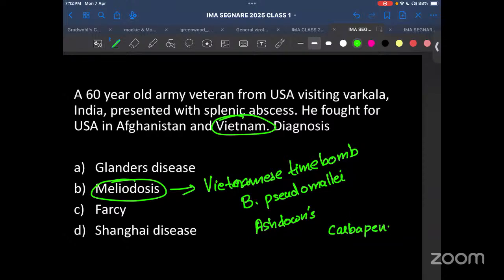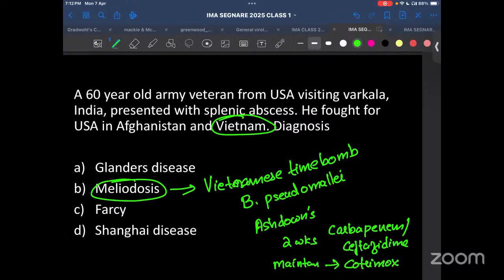There is an intensive phase, where we use a carbapenem or ceftazidime. The intensive phase is for 2 weeks, and then we have a maintenance phase. In the maintenance phase, we can give cotrimoxazole. So that is the treatment for melioidosis, which is caused by Burkholderia pseudomallei.